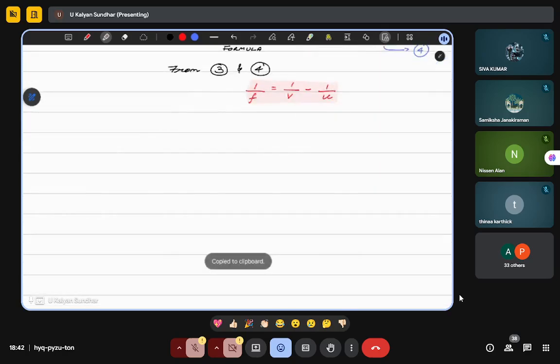One more thing about the lenses. I guess you know about the focal length. So focal length will be positive for what lens, sir? Convex lens. And similarly, focal length will be negative for the concave lens. Right?